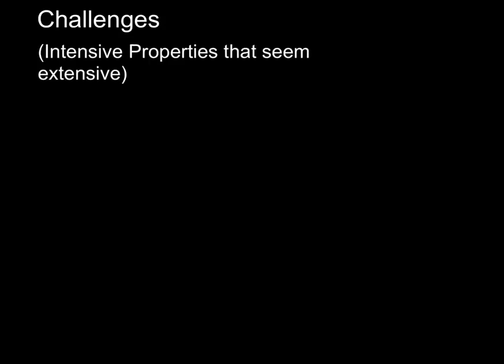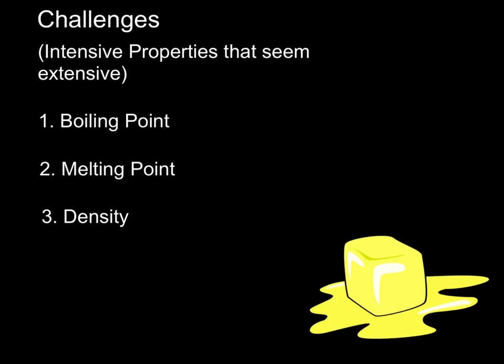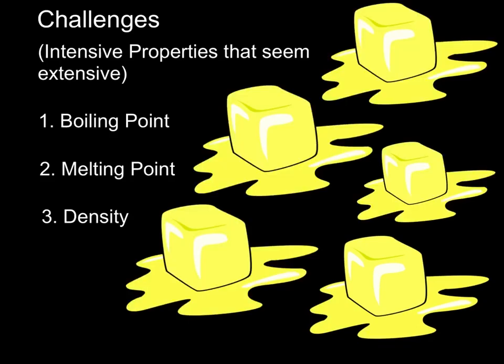Now, differentiating these two types of properties can be tricky, and there are three important properties you need to keep straight and remember which category they fall in. These are all intensive properties, and they are boiling point, melting point, and density. These properties, even though you may think they change as your amount of matter changes, do not. An example would be melting butter to make a recipe. No matter if you are melting one or several sticks of butter, you have the same melting point.